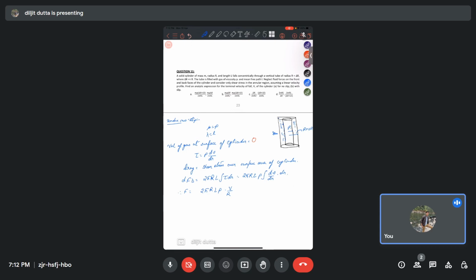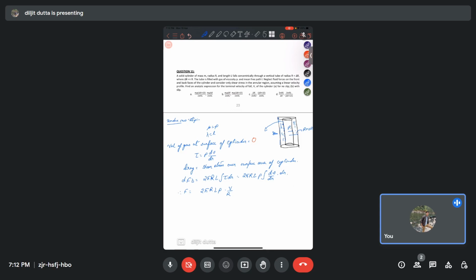So if we take the frame of reference with respect to the cylinder, we will get this surface is static and this outer layer is moving. So due to no slip condition, the velocity of the gas at the surface of the cylinder will be 0.